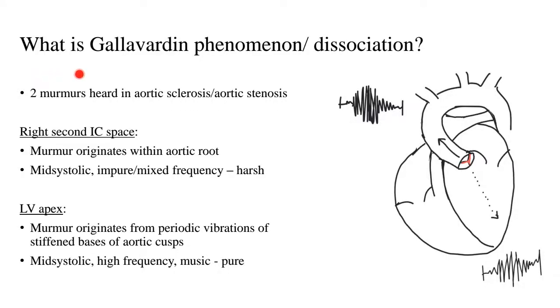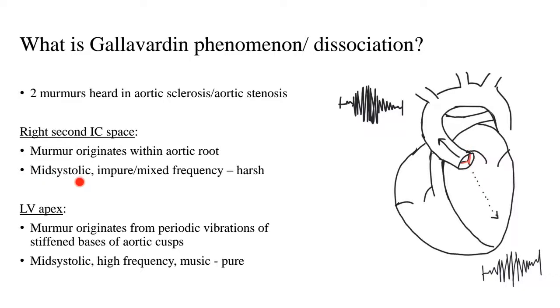So finally, what is Gallavardin phenomenon, also known as Gallavardin dissociation? Essentially, it is seen in aortic sclerosis or aortic stenosis, where two murmurs are heard. The word dissociation means that there are two different types of murmurs arising from the same pathology. You get one kind of murmur in the right second intercostal space. The murmur originates within the aortic root, and there's a lot of turbulence within the aortic root because of the sclerosed or stenosed aortic valve.